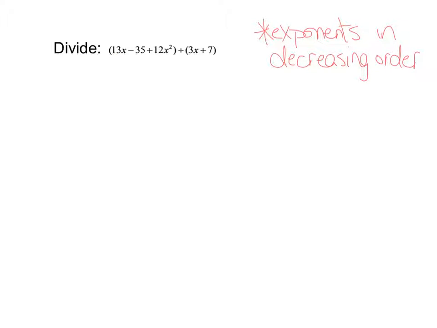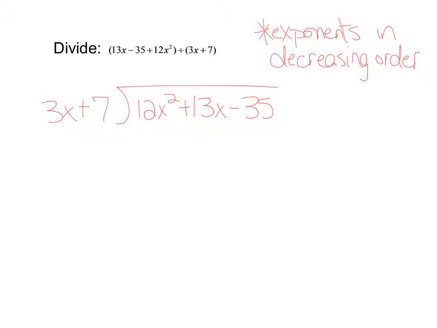So I look at this, 13x minus 35 plus 12x squared. X squared is my highest exponent. So I'm going to write 12x squared. Then my next exponent would be 13x. And then the constant always goes last. That goes inside the division house. And we're going to write the 3x plus 7 on the outside.